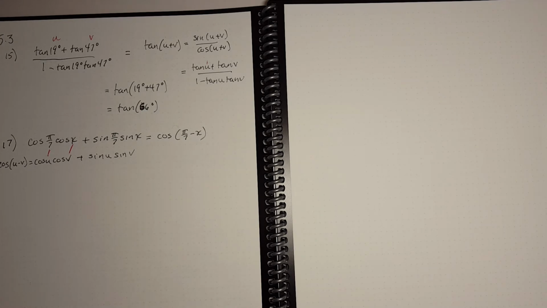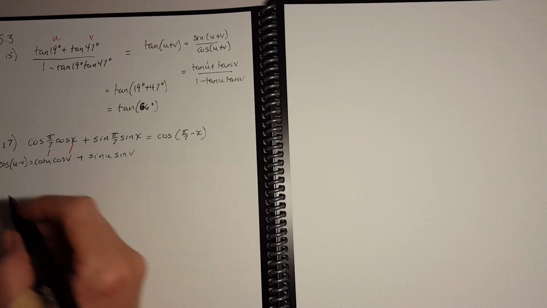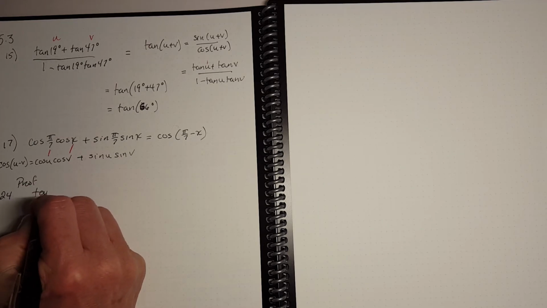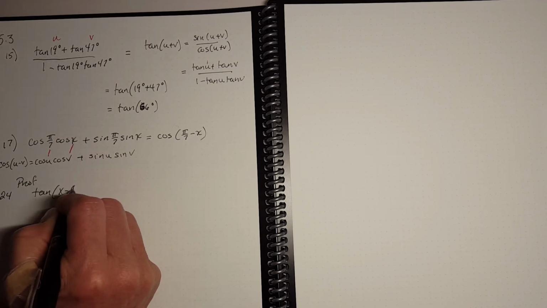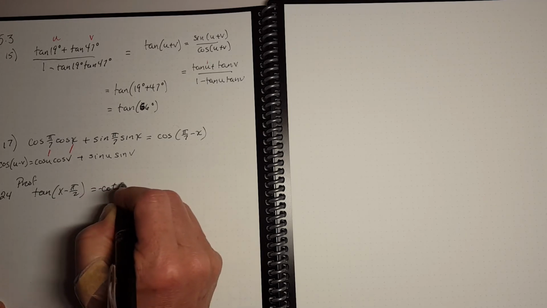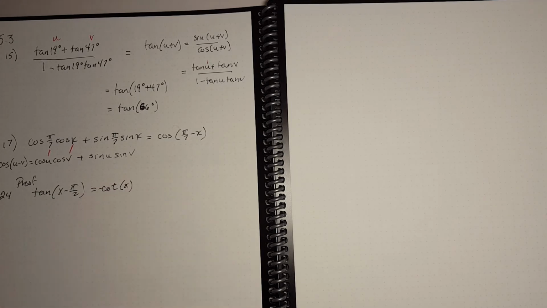And then we skip down to 24. It says prove the identity. So 24, we're doing a proof. Tan of x minus pi over 2 is equal to negative cotangent of x. That's what we're trying to prove.